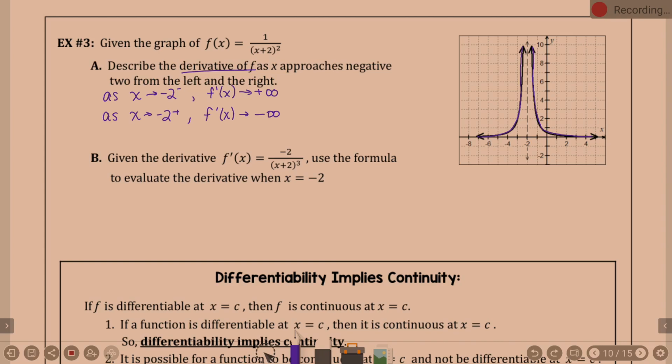Okay, so what did we just show here? The derivative from the left and the derivative from the right are not equal. So this, therefore, is not differentiable at x equals -2.